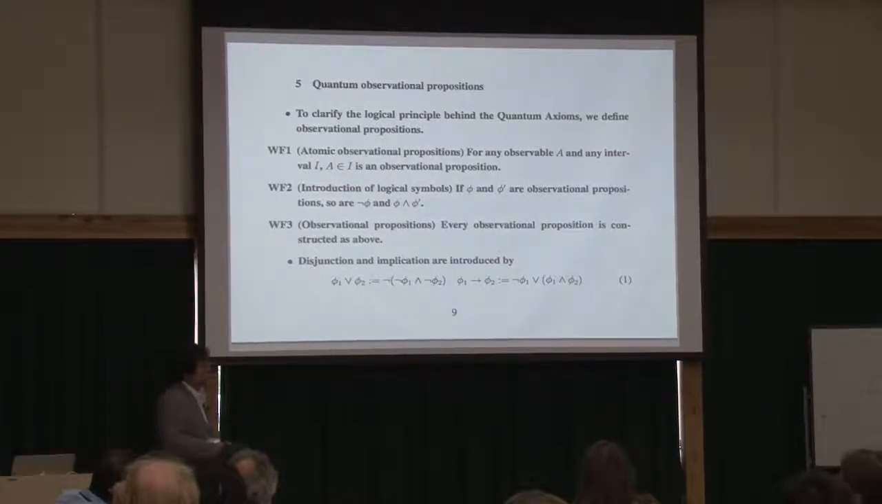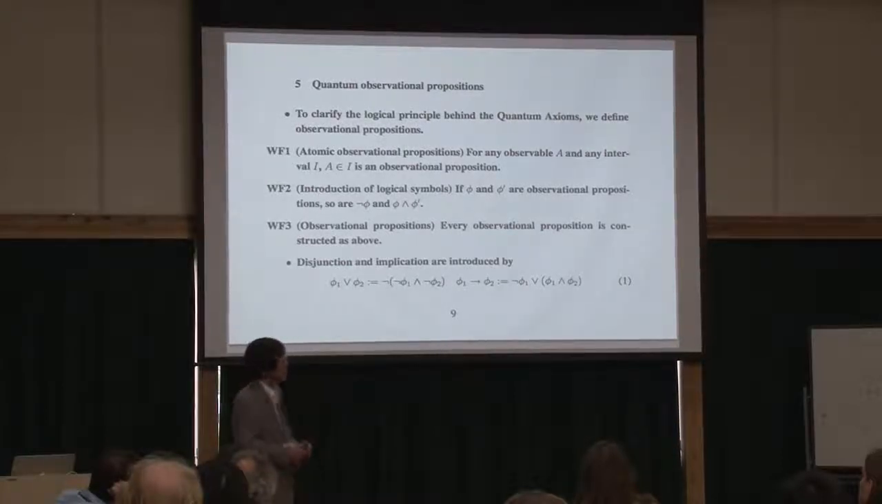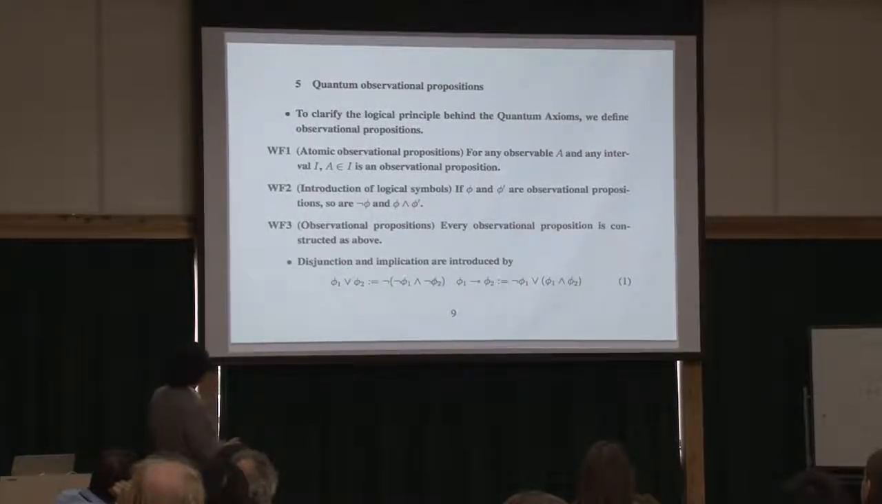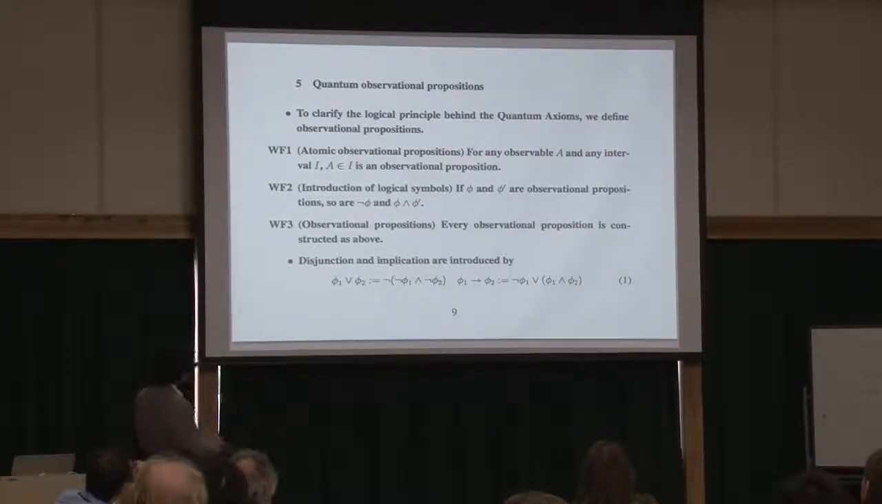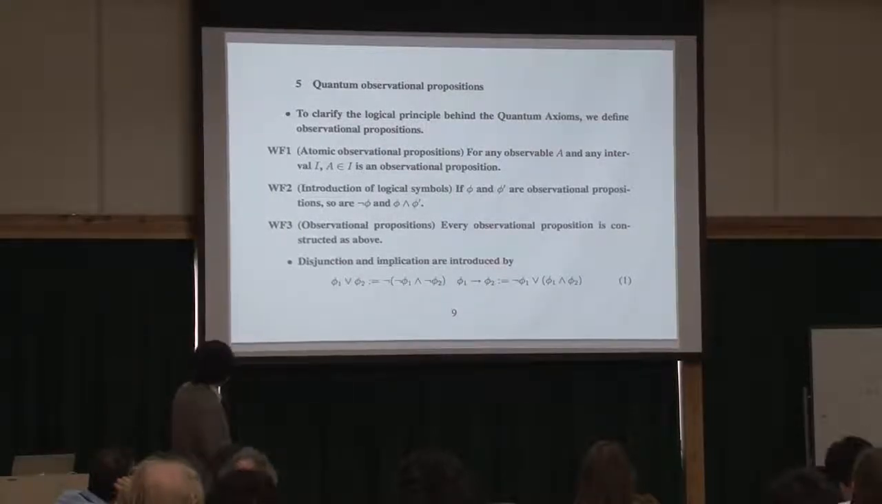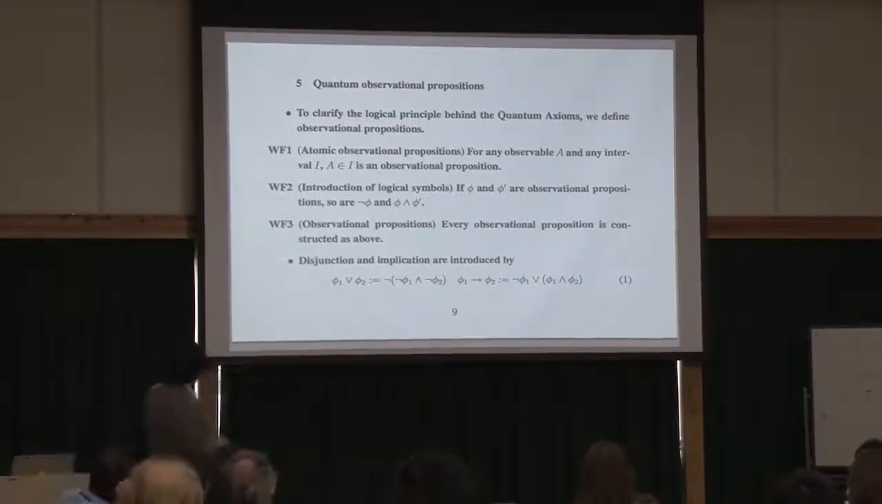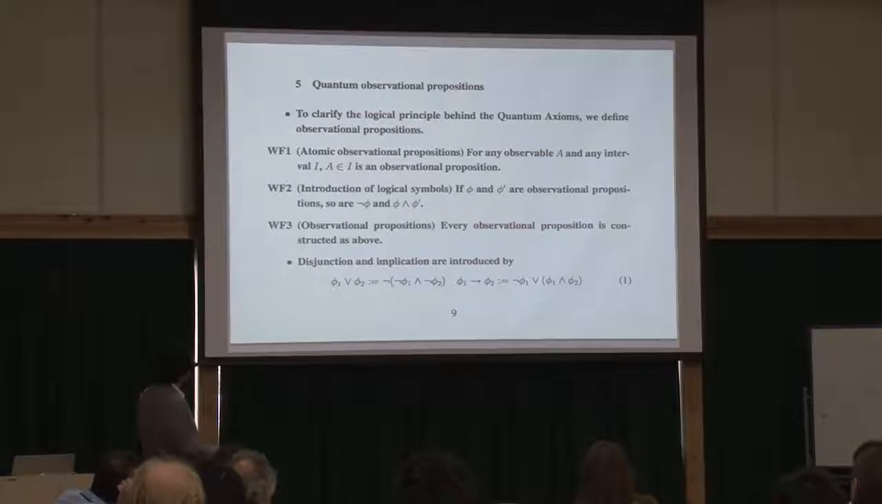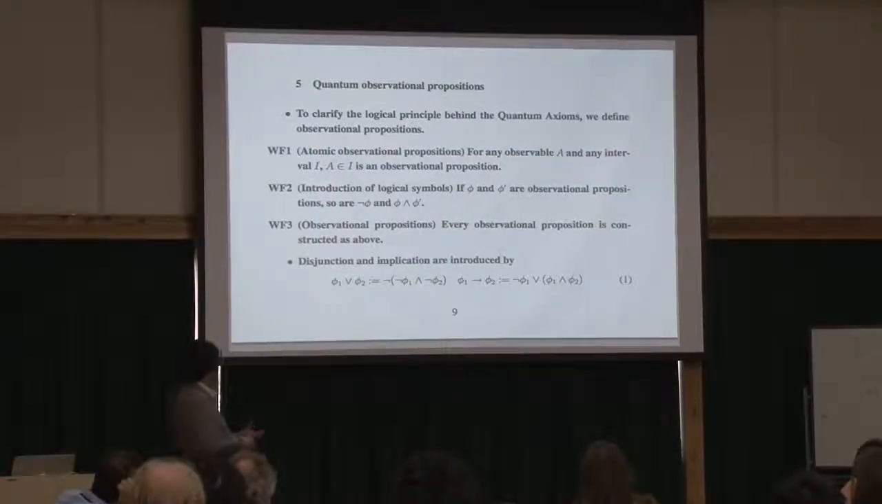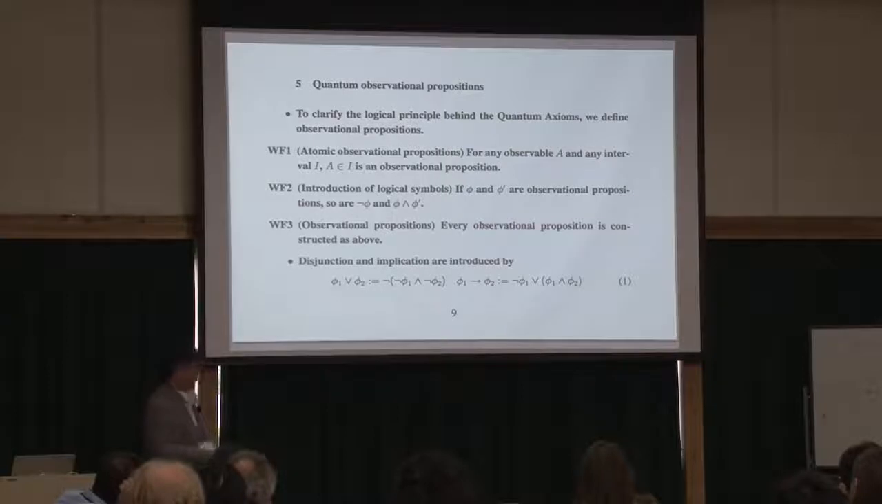Now we consider a more logical way to look at this quantum axiom. To clarify the logical principle behind the quantum axiom, we can define observation propositions as follows. For an atomic observation proposition, we put this form: A is in interval I. Then we introduce the logical symbols, negation and conjunction. Then all these observation propositions are just constructed by finite application of those logical operations.